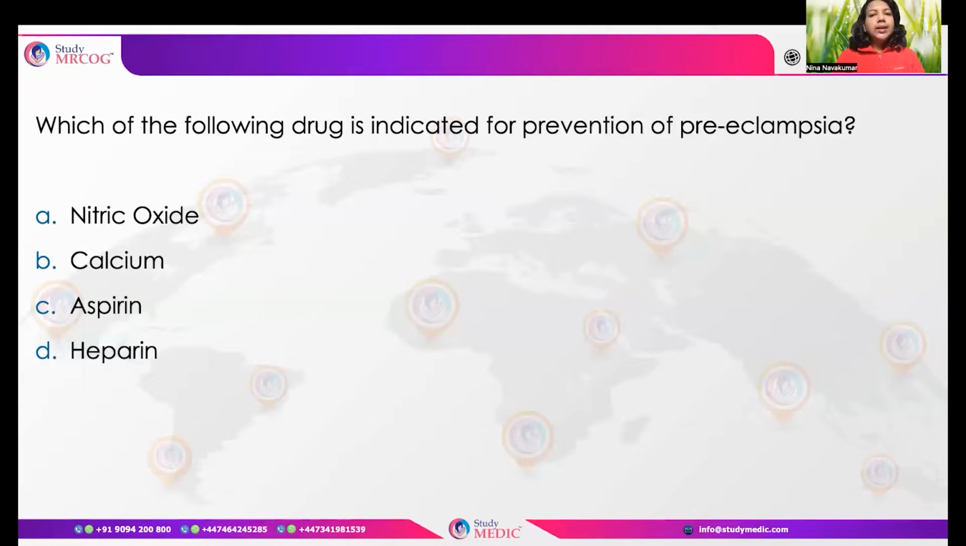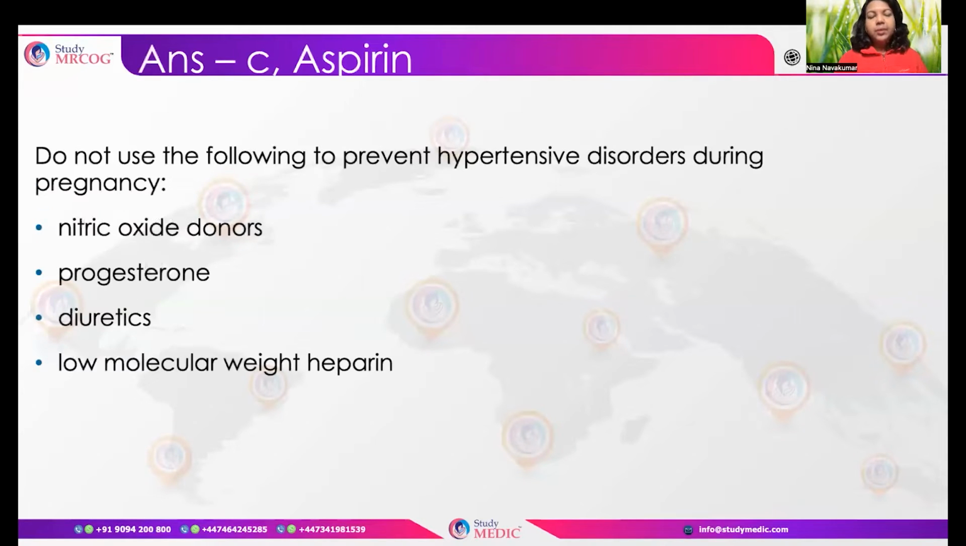So there have been many studies available earlier regarding methods for prevention and prediction of preeclampsia. Only the time-tested and evidence-proven option is available for one of these drugs, which is shown to have an effect in the prevention of preeclampsia. So the options are nitric oxide, calcium supplementation, aspirin, as well as heparin. So the answer would be low-dose aspirin.